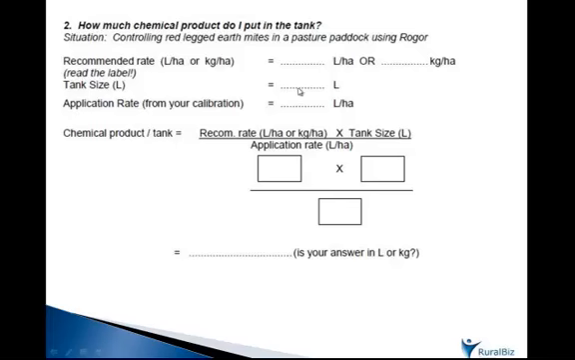We know that the tank size is 50 litres and that the application rate we've just worked out in the first calculation was 40 litres per hectare. So to work out the amount of chemical product we should put in our tank, the amount of Rogor we need to put in the tank, we multiply the recommended rate by the tank size on the top line, which is 0.085 times 50, and divide it by the application rate, which is 40 litres per hectare. Just pause the video at this point and complete that calculation for yourself.